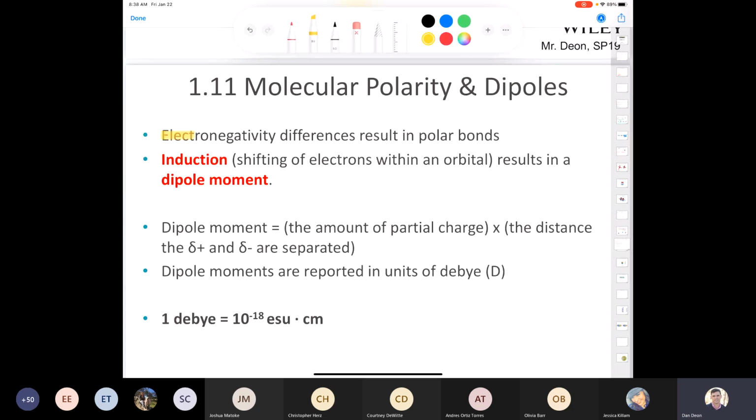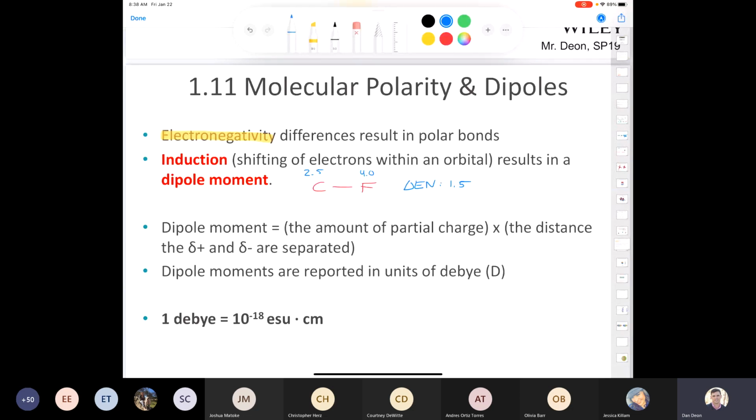It says that electronegativity differences result in a bond that is polar. Induction, or the shifting of electrons within an orbital, results in a dipole moment. Let's say, for example, we looked at a bond between carbon and fluorine. That's a totally reasonable bond. Well, we know that carbon has an electronegativity of 2.5 and fluorine has an electronegativity of 4.0. Therefore, the difference in electronegativity is going to be 4 minus 2.5. That's 1.5. And that falls in the region of a polar covalent bond. So this would be a polar bond.